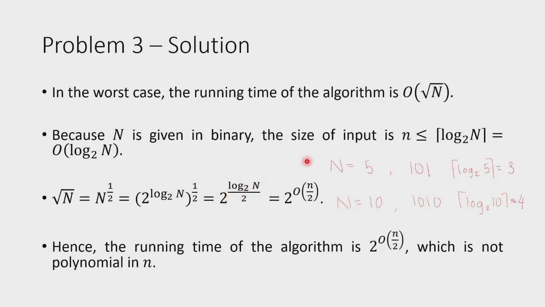Okay. Now, as we saw over here, log n is order n, or n is order log n, right? So I can write this quantity as 2 to the order n over 2, right? So the running time of our algorithm, which is order square root n, is 2 to the order n over 2, which is not polynomial in n, but it is exponential in small n, right? So the algorithm is not polynomial time in small n, which is input size. So is this okay with everyone?